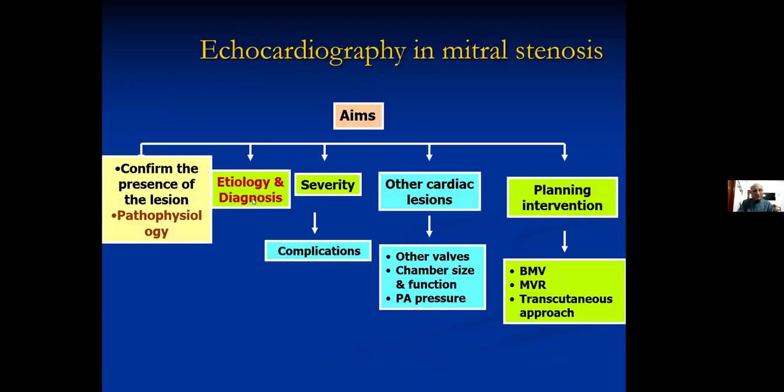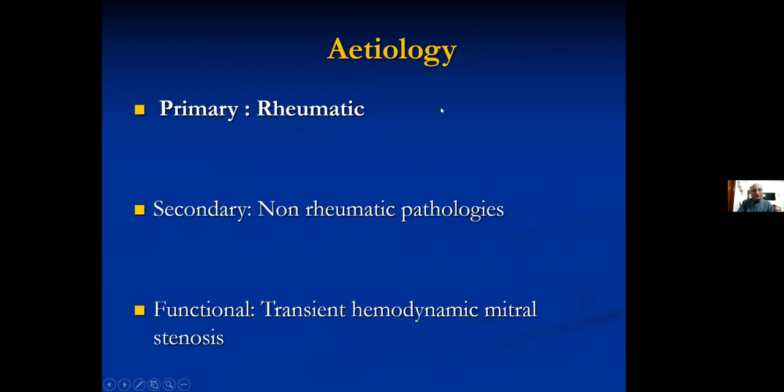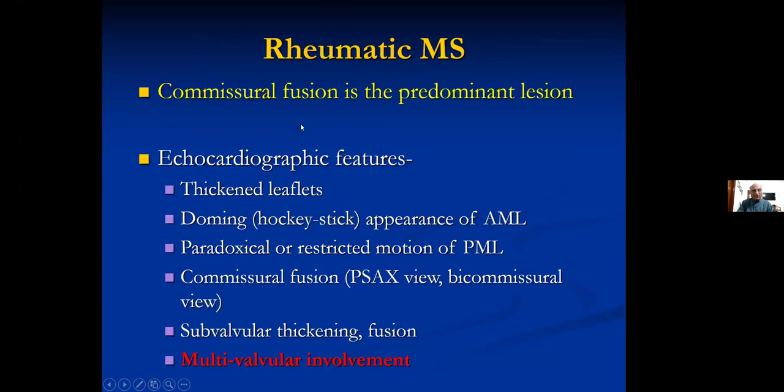And coming to basic etiology and diagnosis. Now, remember for you, etiology is rheumatic, rheumatic, rheumatic. So that means the primary is rheumatic mitral stenosis, which is the most common and important finding. In many of these, commissural fusion is the predominant lesion, and the presence of multivalvular involvement always points to a rheumatic etiology.